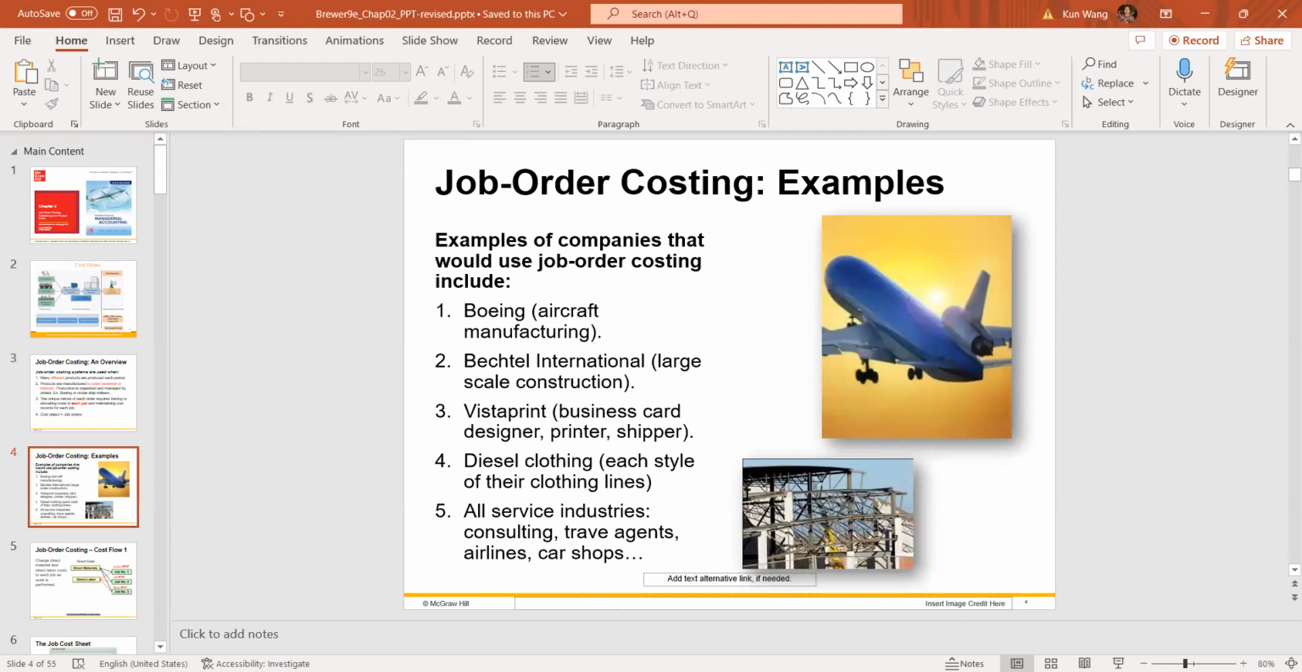There are lots of examples around. I just list a few here. You can also read this information from the ebook. Typically, we have aircraft making, right? We only have two major aircraft makers around the world, and one is Boeing.